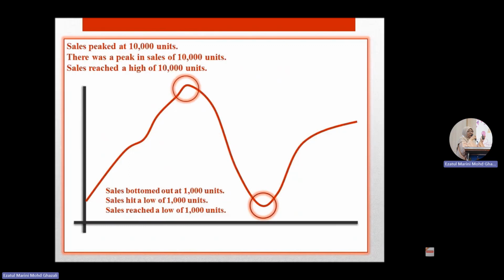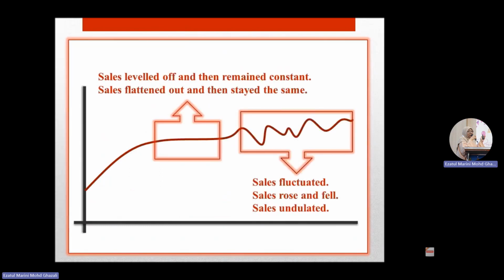Sales bottomed out at 1,000 units. Sales hit a low of 1,000 units. Sales leveled off and then remained constant. Sales flattened out and then stayed the same.